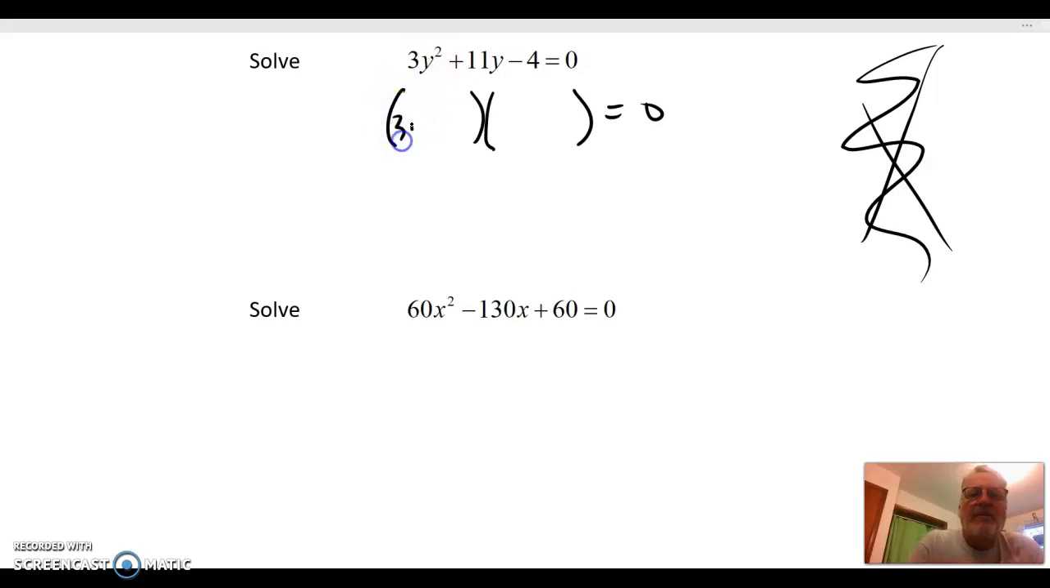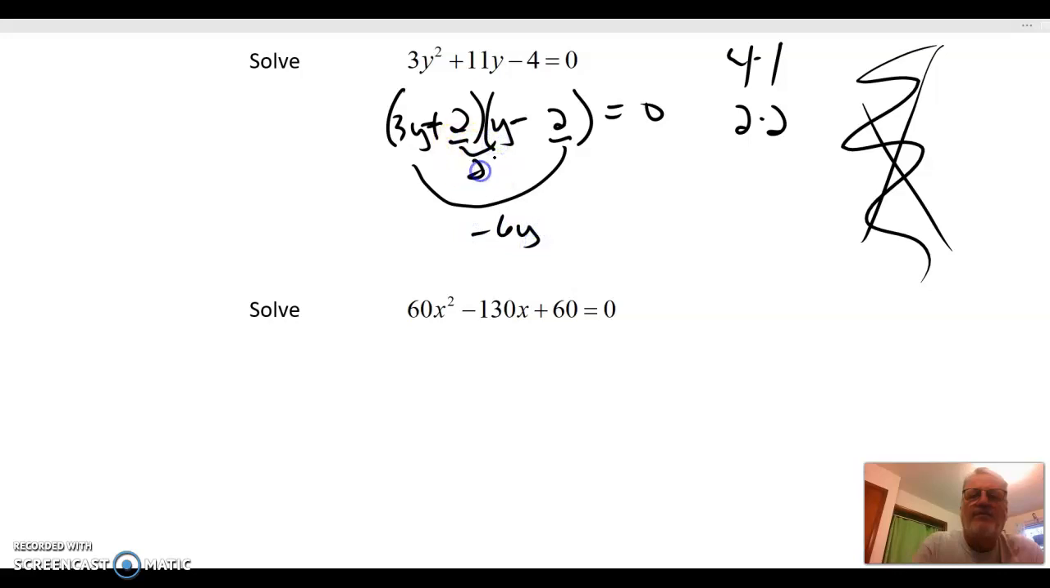So I know I'm going to have a 3y there and a y there. And my choices for here and here are 4 times 1 or 2 times 2. And I know they have to be different signs. So I'm just going to put a plus minus in there, and I'll fix that in a second if I have to. So I'm going to try the 2 and the 2. And all you got to do is check the outside, which gives you negative 6y, and the inside, which gives you 2y. And they are supposed to add up to be 11y, which they don't. So I'm going to scrap that.